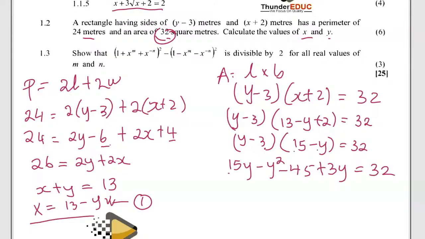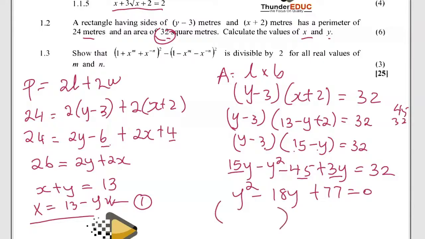Okay, so let's create a standard equation. So I know that this 15 and the 3 will give me 18. Okay, let me move everything that side. So y squared minus 18y. And then when I move this 45 to that side, we know that 45 and 32 is going to give us 77 is equal to 0.